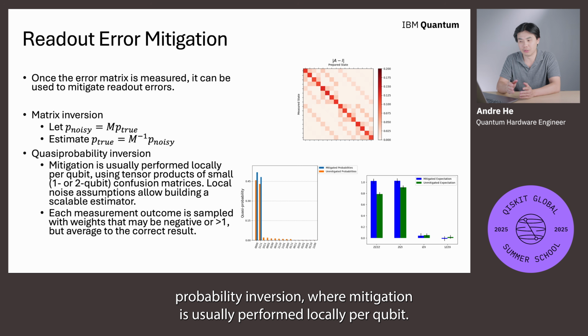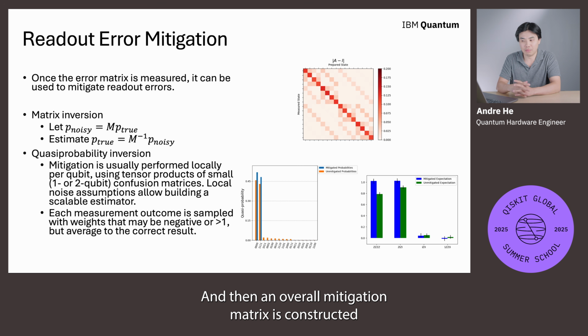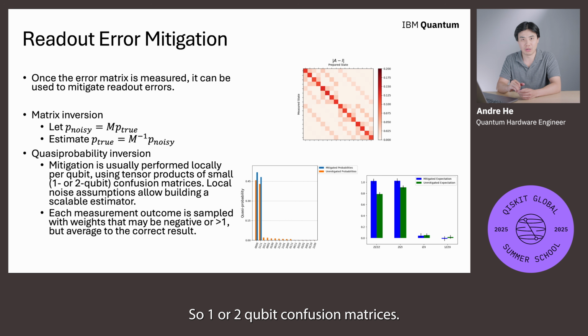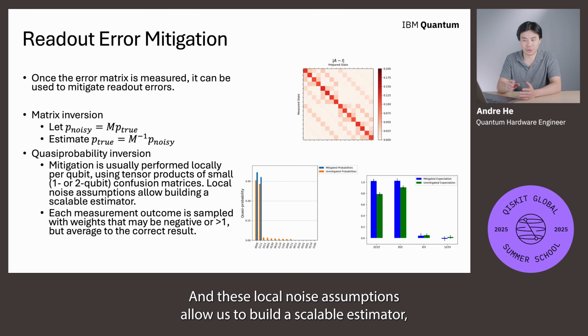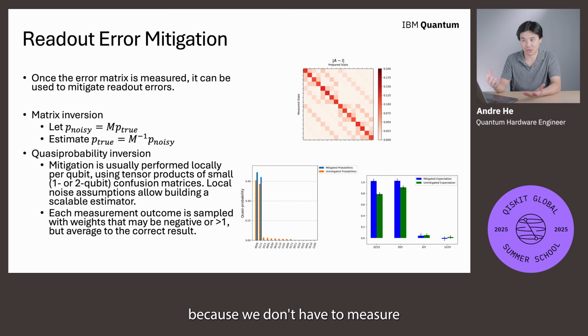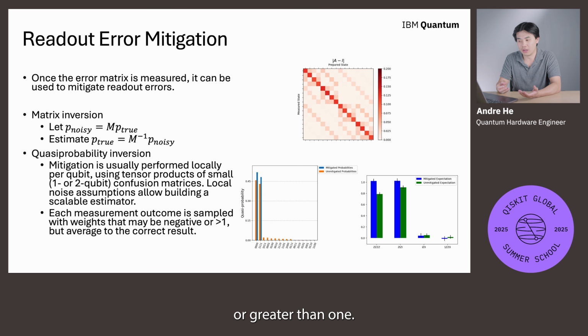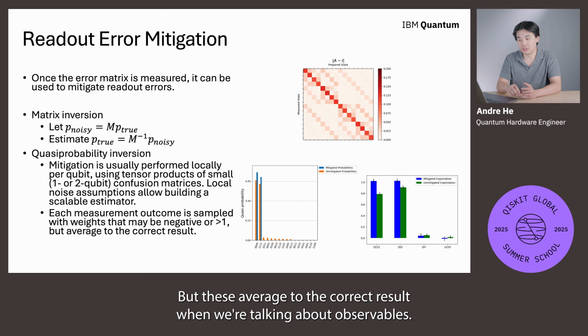One method that improves on this a little bit is called quasi-probability inversion, where mitigation is usually performed locally per qubit, and then an overall mitigation matrix is constructed using tensor products of these smaller local, so 1 or 2 qubit confusion matrices. And these local noise assumptions allow us to build a scalable estimator because we don't have to measure across all of these possible bit strings. Then each measurement outcome is sampled with weights that may be negative or greater than 1. This is why it's called quasi-probability inversion, but these average to the correct result when we're talking about observables.